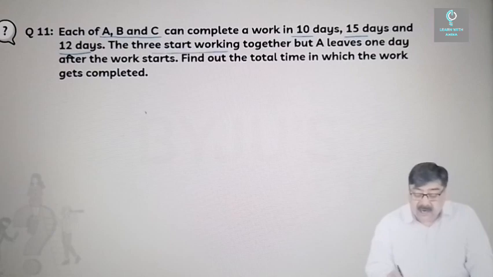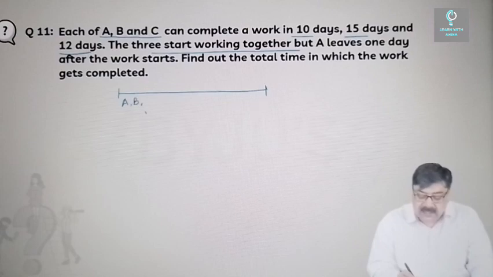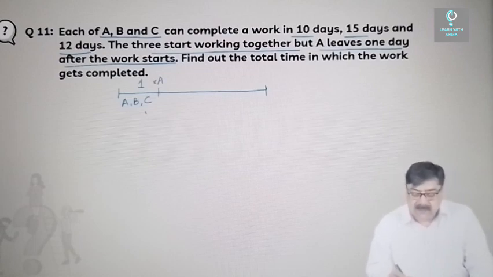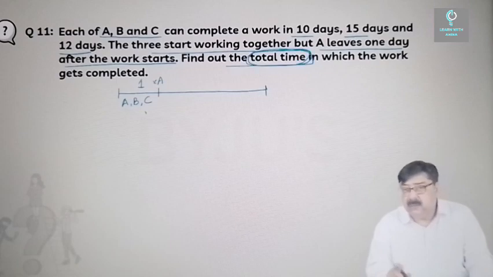Now the three start working together. All right, now let's view the story. A, B and C are working together, but A leaves one day after the work starts. So let us say one day has gone. What happens? A has left the work. Find out the total time. Please always keep the question in your mind: find out the total time in which the work gets completed.